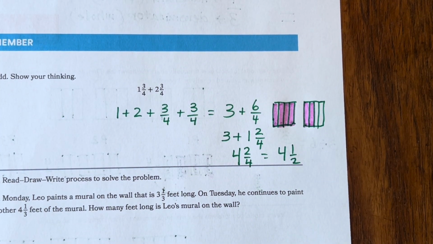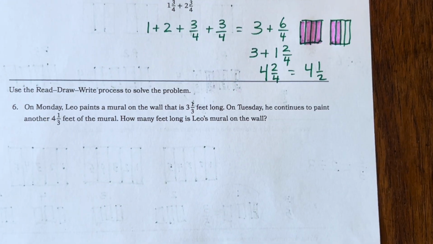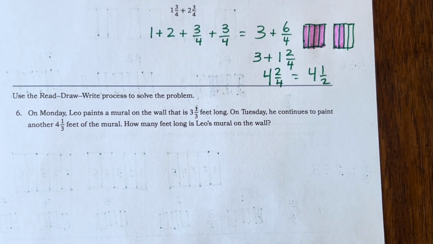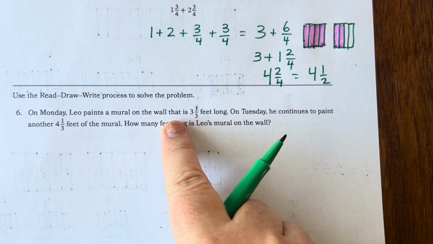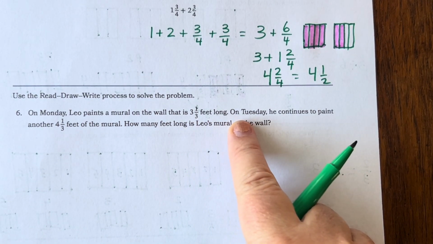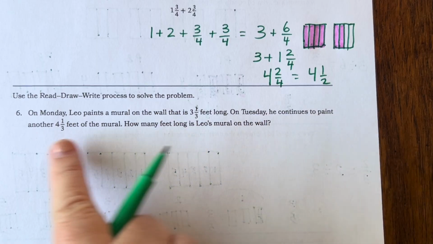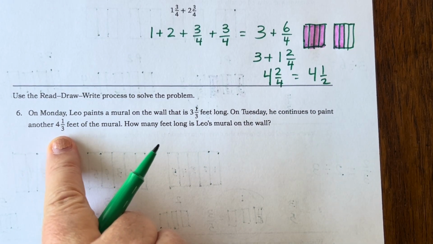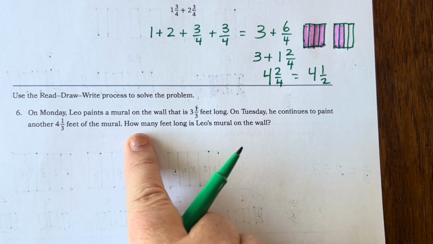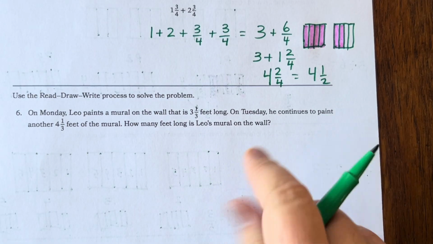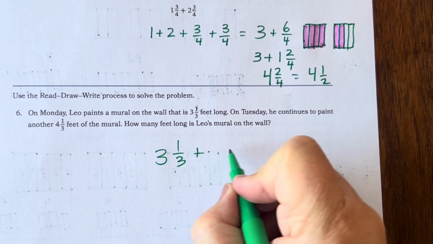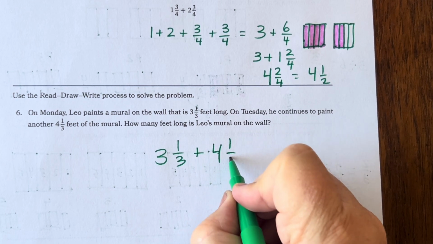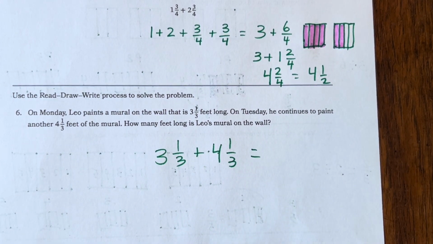All right. Okay, this last one, I think you can do it. It is adding 2 fractions together. On Monday, Leo paints a mural on the wall that is 3 1/3 feet long. On Tuesday, he continues to paint another 4 1/3 feet of the mural. How many feet long is his mural? So we are doing 3 1/3 plus 4 1/3. Go ahead and find that final answer.